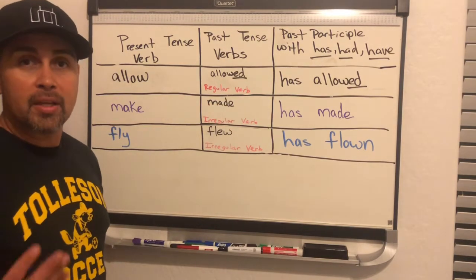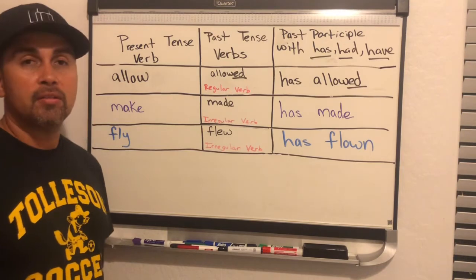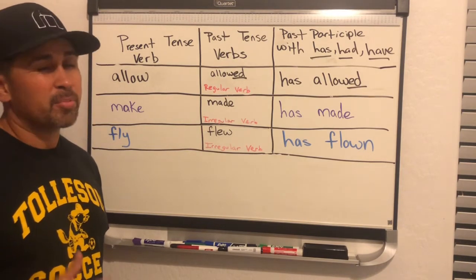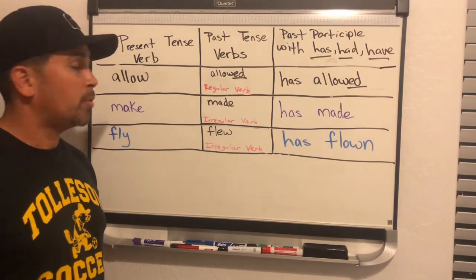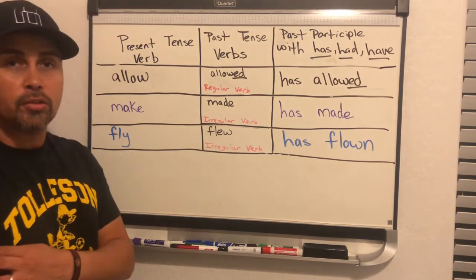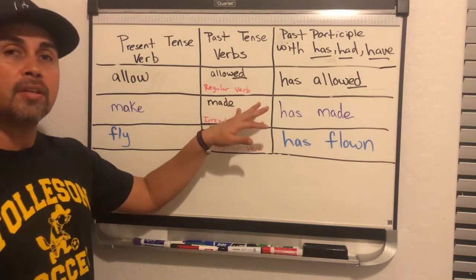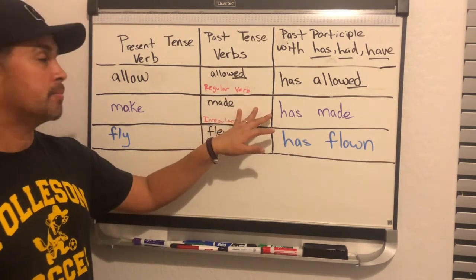Really the best way I can tell you to learn these is to memorize them. There are hundreds, there's probably approximately 200 irregular verbs in the English language. And so when you look at trying to learn these, the best way to learn them is to memorize them.